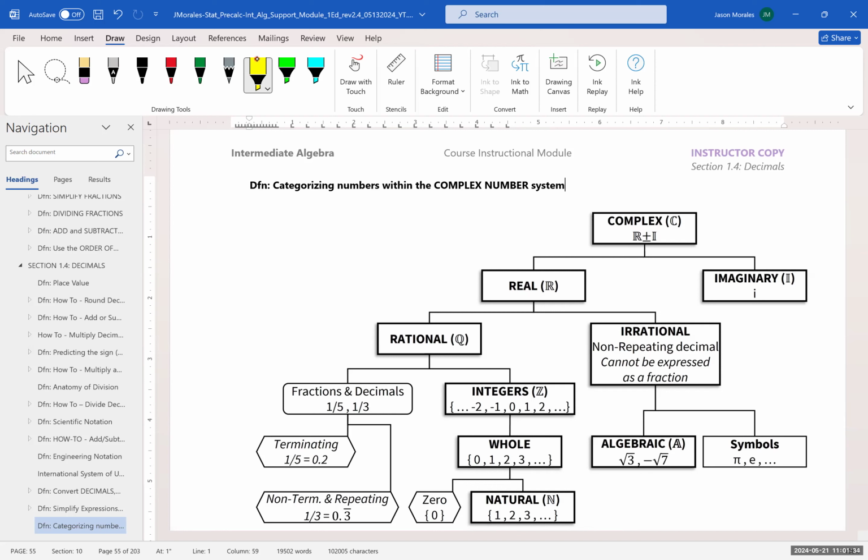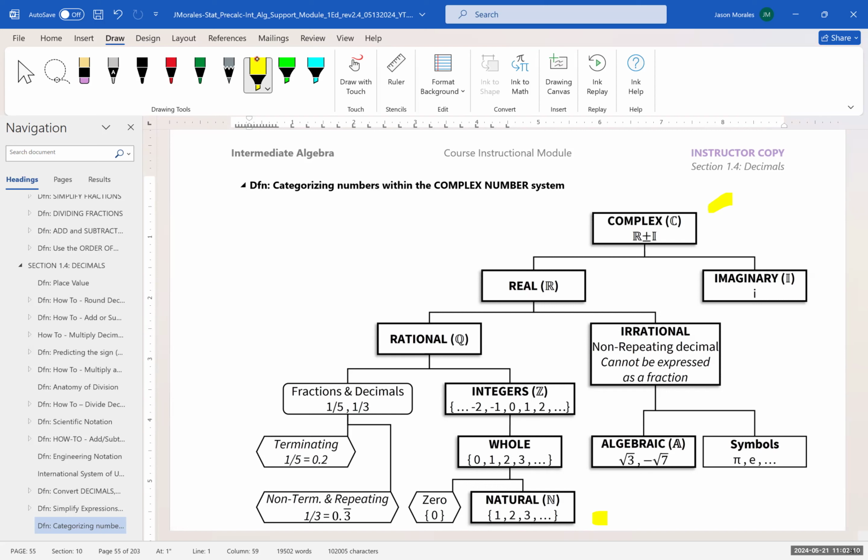Okay, this is only one page here, but on this page we have a flow chart, and this flow chart shows the relationship of different numbers within a complex number system. So what does this flow chart represent? Well, we can look at this flow chart either from the top down or from the bottom up. Let me try and maybe start from the bottom up, and let's see how that goes.